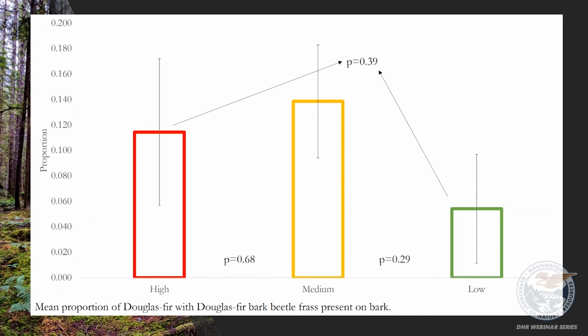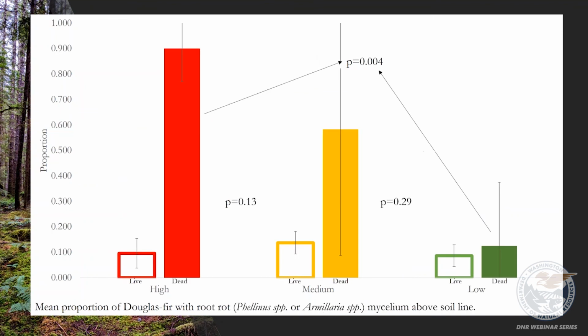This is the proportion of Douglas fir with frass. And this was actually not particularly significant, which is not entirely surprising, because Douglas fir bark beetle frass is ephemeral. It doesn't always stick around, of course, because it's just the dust left behind from these beetles. It's easily removed by rain or wind. So high and medium did have more than low, but it was, as you can see from those p-values, not particularly significant, which isn't surprising.